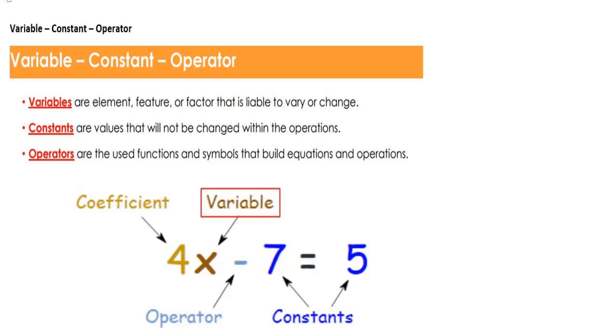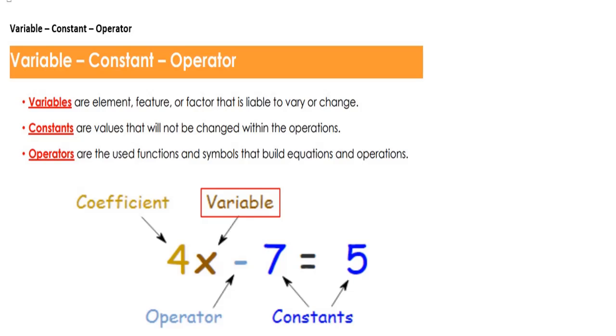Variable, constant, operators. What's the difference between each other? Variables are elements, features, or factors that are liable to vary or change during the program, while constants are values that will not be changed during the program. And operators are functions and symbols that build equations and operations.